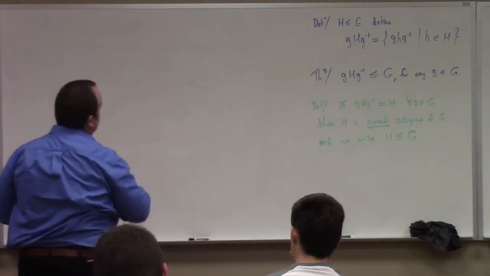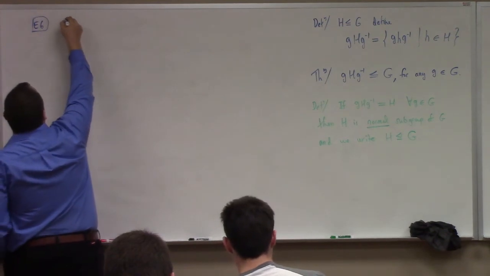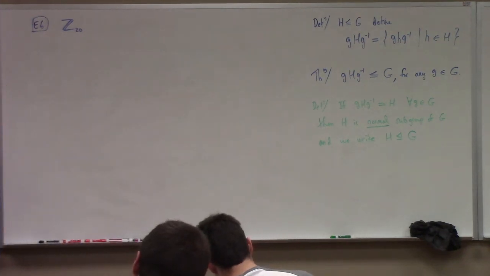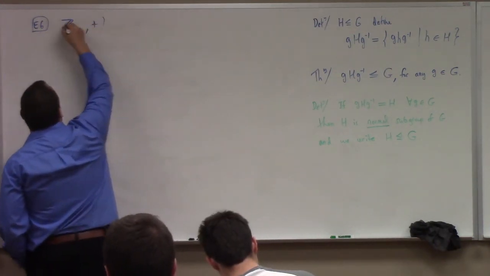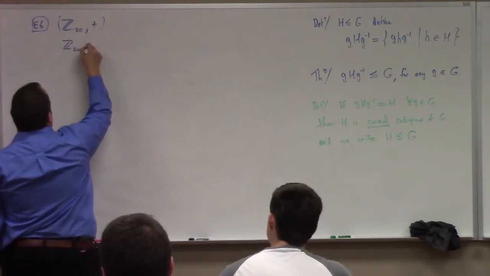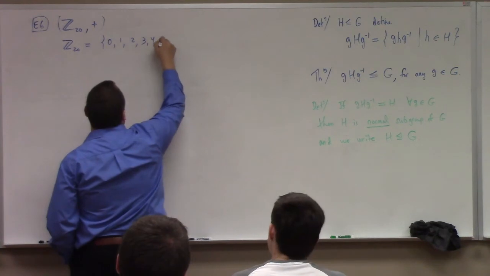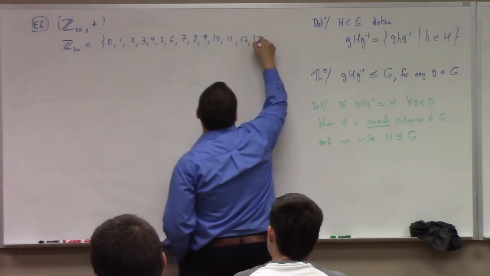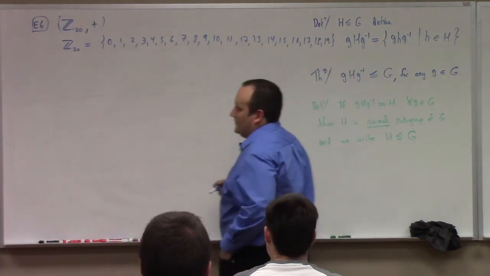Let's see here. Where am I? Example 6. Thanks. Let's look at Z20. This is probably a bad choice, but let's look at Z20. So this is an additive group, right? And what is Z20? 0, 1, 2, 3, 4, 5, 6, 7, 8, 9, 10, 11. Why didn't I pick something smaller? 12, 13, 14, 15, 16. I regret this. 17, 18, 19. Okay, there we go. We can count.